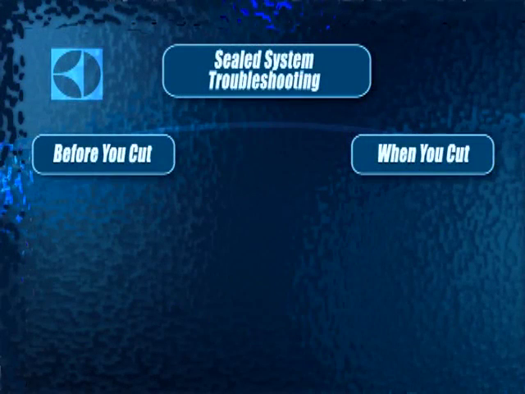Anytime you are troubleshooting a product, always eliminate all other primary components as a possible source of the problem before cutting into the sealed system.